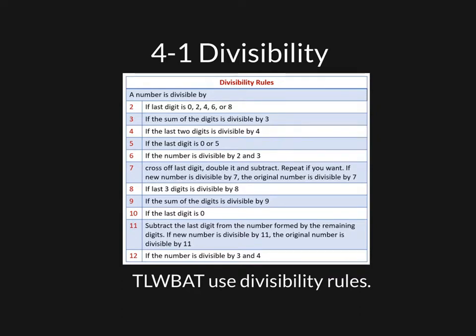Today we're going to be talking about divisibility. And our goal is that you're going to be able to use divisibility rules when we get to some problems.